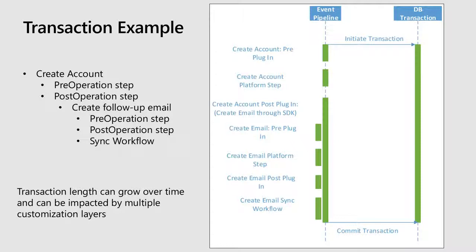So in this example, somebody creates an account. That account has a plugin on the pre-operation stage. Then in the post-operation, it creates an email. That email creates a new record which has its own plugins linked to it in steps. And then the email has a post plugin, and then somebody has a synchronous workflow. All of those synchronous operations tied together make the transaction last a long time. And the longer transactions last, the more opportunity there is for resource contention and locking.